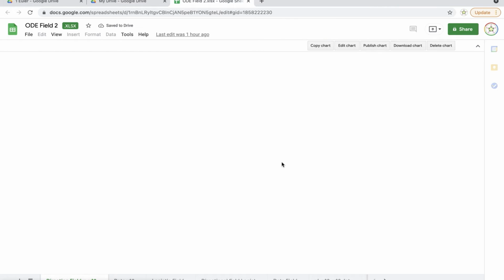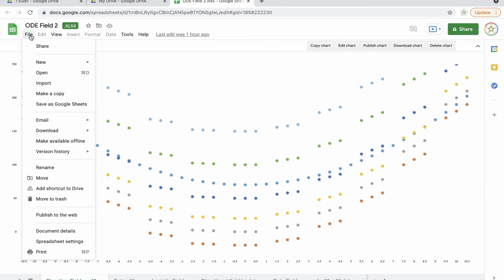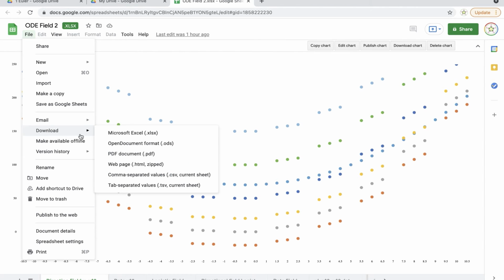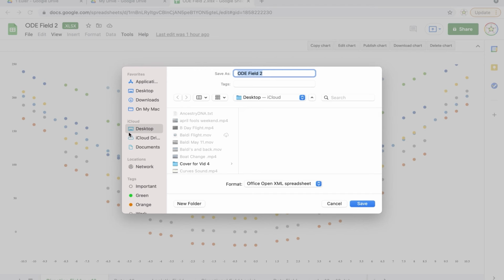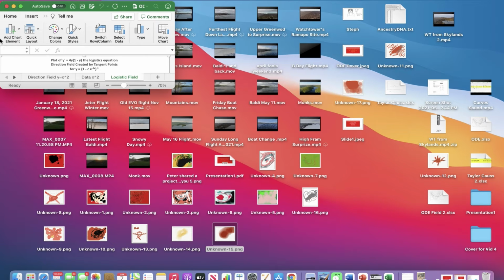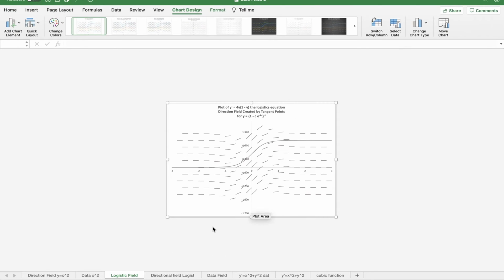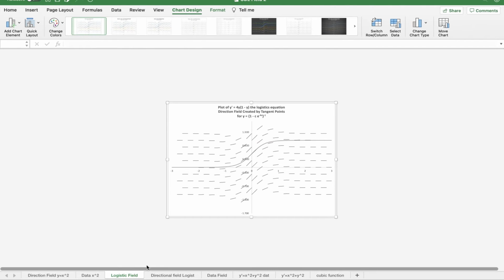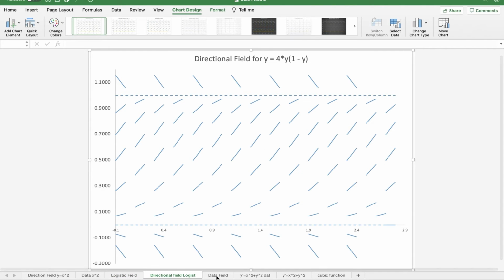I'm gonna have to download this because I don't like working in sheets. Okay, so let's download. Download as Microsoft Excel. And it's on desktop. So we're going to save it and open. Okay. I really don't like sheets. I'm not wild about Google. Now, this is the same spreadsheet with a few more functions added to it. You can see that.